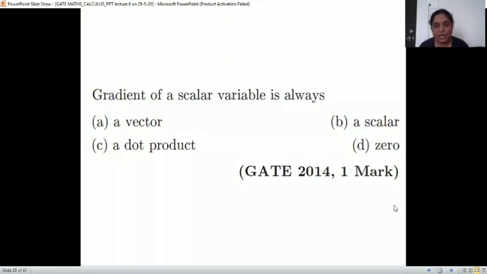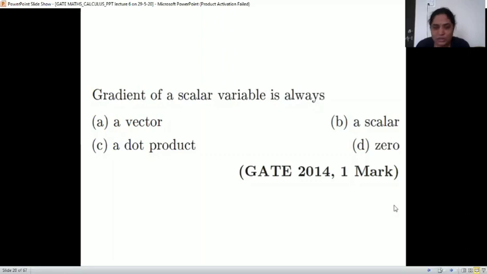Gradient, okay. For some people, I'll again tell you what is gradient. Gradient is simply del phi. Del phi, that is dou phi by dou x into i bar plus dou phi by dou y into j bar plus dou phi by dou z into k bar. So gradient of a scalar variable is always a.